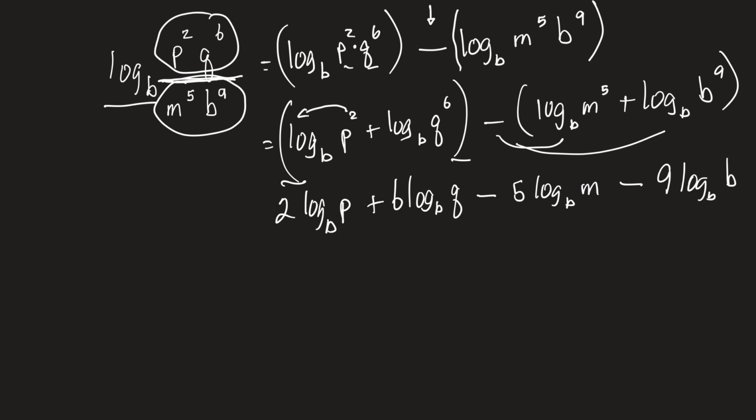And log base b of b, that's that rule we saw in an earlier video. If these are the same, the answer to that whole thing is whatever that exponent is, which is 1. And 1 times 9 will just be 9. So your final answer will be this, minus 9.